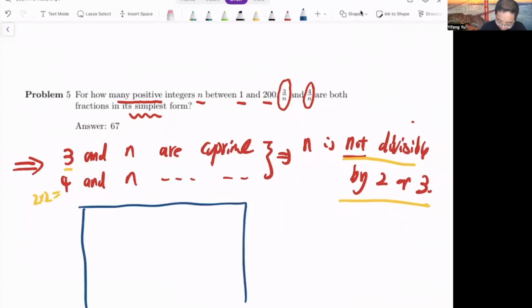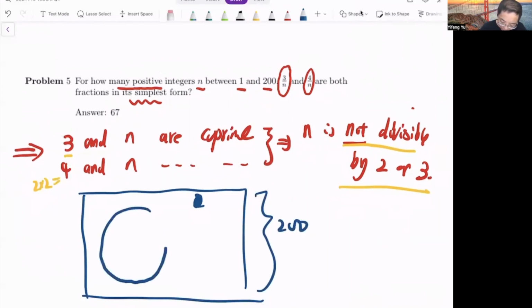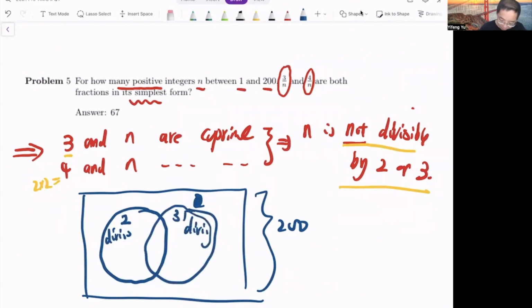Okay, let's see this. Here we know in total we have 200 numbers, right? 200 numbers. And then what we want to get rid of are those numbers divisible by 2, and then the numbers divisible by 3. Those are the numbers we want to get rid of. Now, how many of them are divisible by 2? Obviously, it's 100, because 200 divided by 2. How many of them are divisible by 3? So we know 66 are divisible by 3, right? So it's 200 divided by 3.